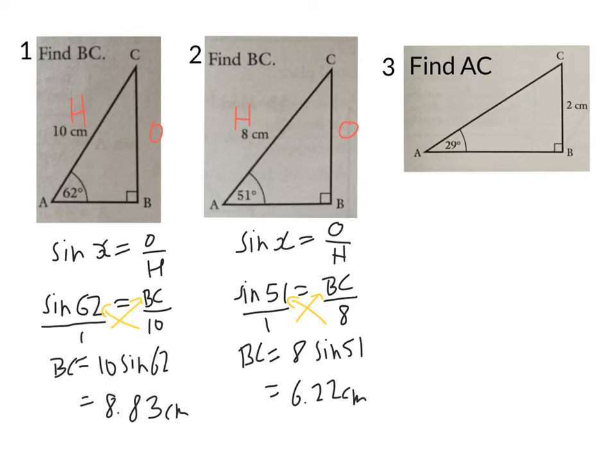Question 3. We've got to find AC. So we label what we know, what we want to know. Opposite the angle is 2. So label it O. And then this side here, we want to find out AC is opposite the right angle. It's the longest side, so it's called the hypotenuse. And like the last 3, it's sine because the letters involved are O and H.